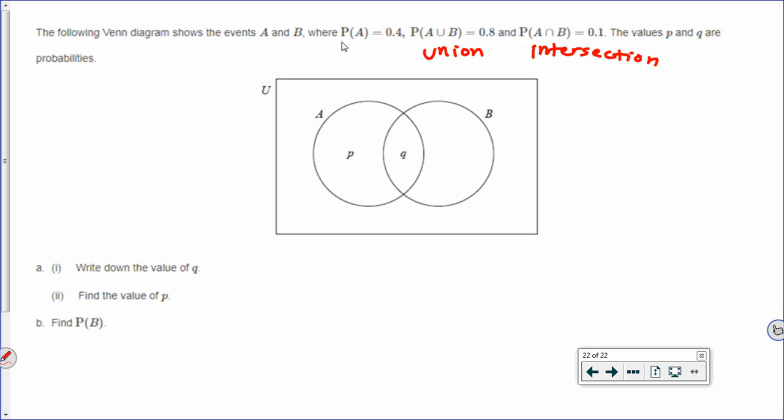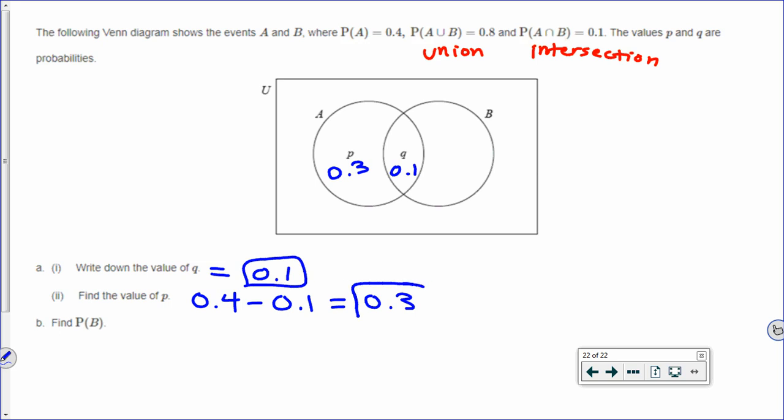That should be clear from my definition of intersection, that Q is 0.1. I can now put that on the Venn diagram. Find the value of P. Find does imply that there's a tiny bit of work to do, which here is just subtraction. So if A is 0.4, and I know the intersection is 0.1, I do need to subtract in order to determine that P is 0.3. Okay, so there's Q, there's P.